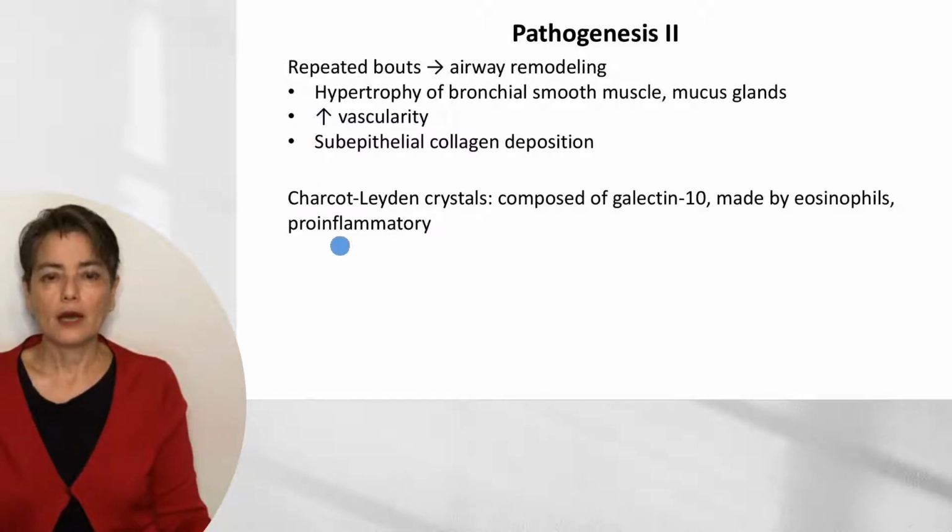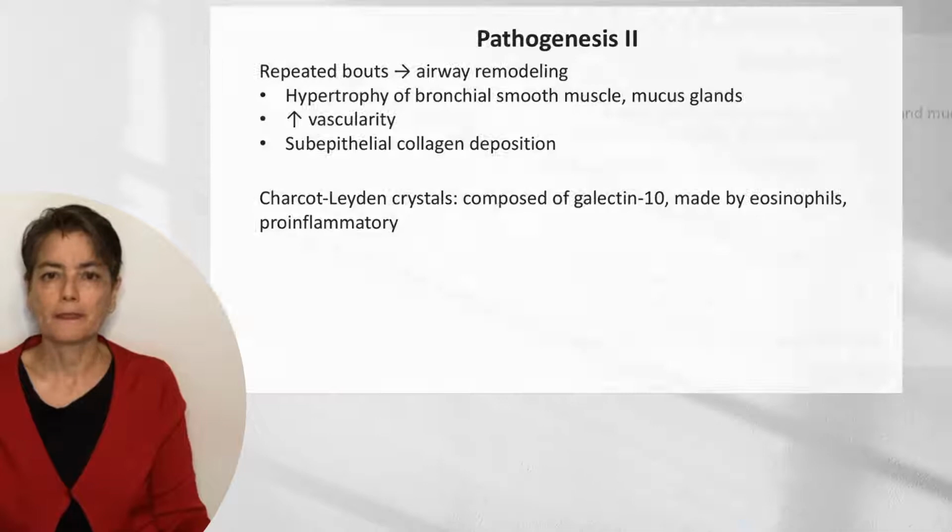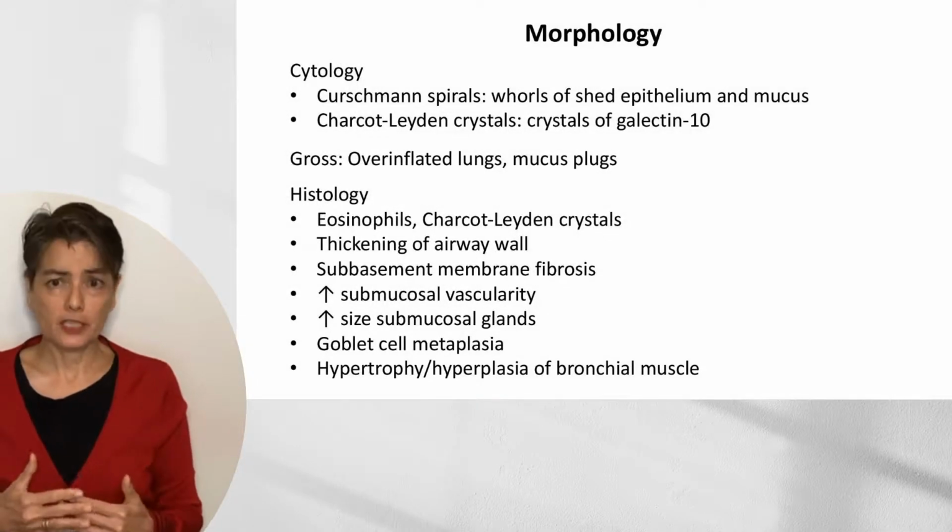Now, one of the things that we can see, particularly on cytology, is something called a Charcot-Leyden crystal. These are composed of a galectin-10, which is made by eosinophils, and these crystals are pro-inflammatory. So they are going to contribute to our pathogenesis. So what do we see morphologically with asthma?